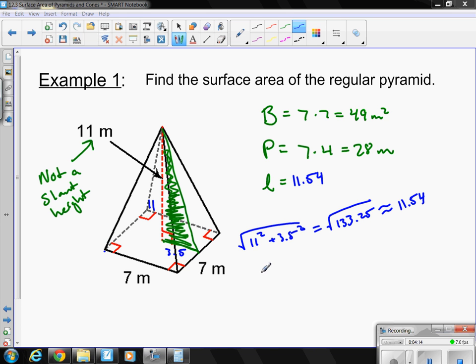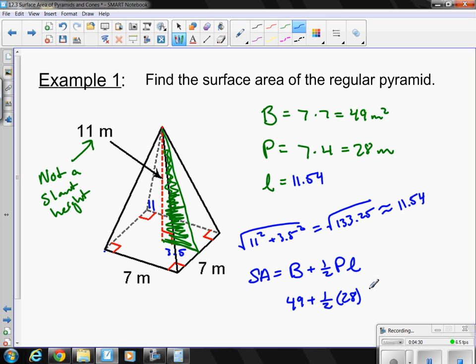Now I can use my formula. It's different from the formula for a prism. Surface area is the base area plus 1/2 perimeter times the slant height. So 49 plus 1/2 times 28 times 11.54, which is approximately, remember this is an approximation, 210.6 units squared.